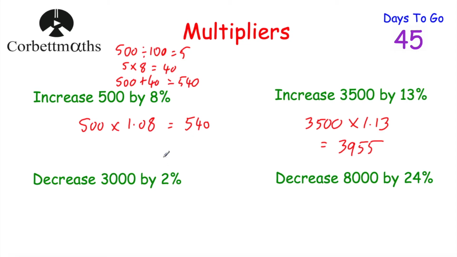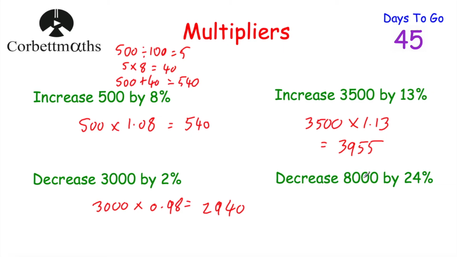Now, if we look at decreasing something by a percentage, well, if you've got 100% to begin with and you decrease it by 2%, you'll be left with 98%. And 98% as a decimal is 0.98. So we would just take 3,000 and multiply it by 0.98, and that would decrease 3,000 by 2%. So 3,000 multiplied by 0.98 is equal to 2,940. So we've decreased 3,000 by 2%.